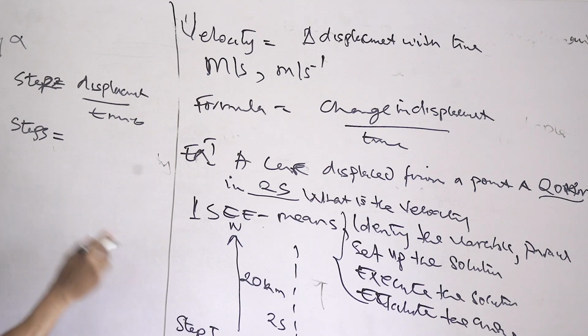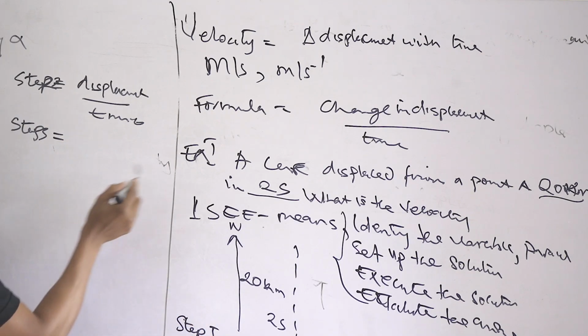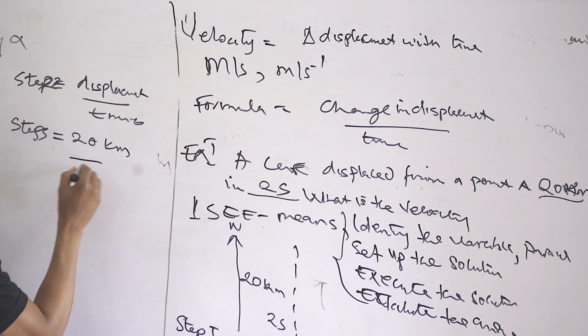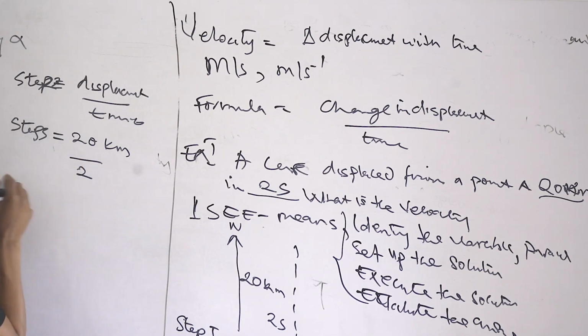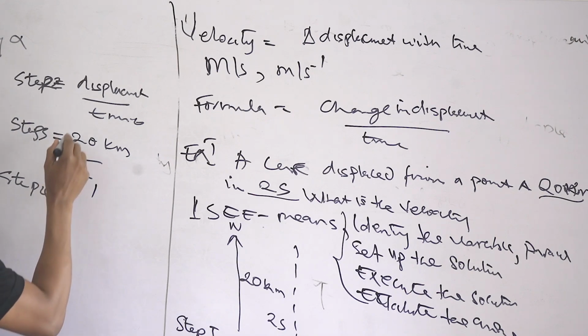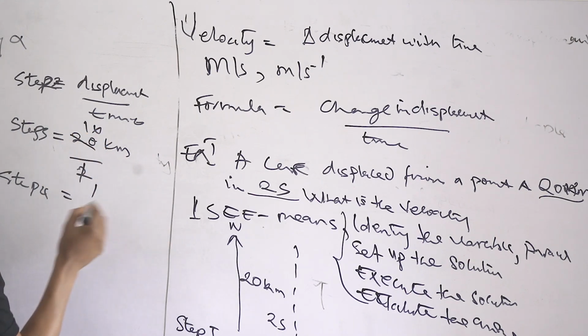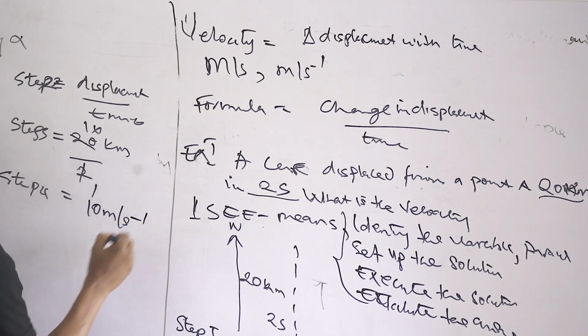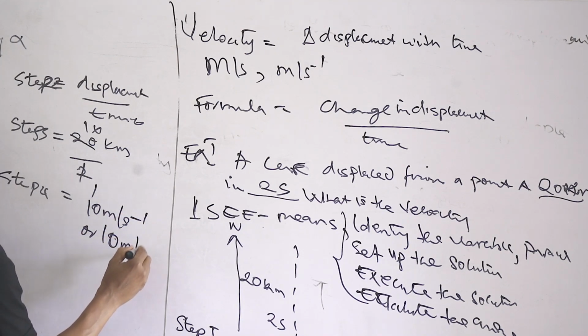Step 3 equals, what is the displacement? The displacement is 20 kilometer all over 2. That is the step 4 will be the answer. Step 4, this cancel is 1 into this 10. So what is the velocity? Velocity is 10 meter per second.